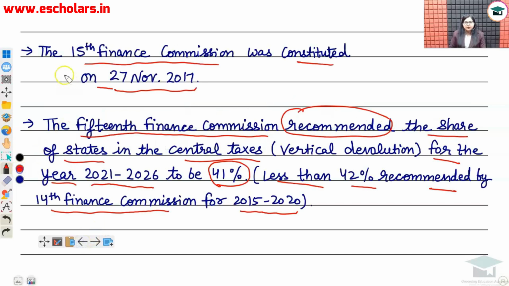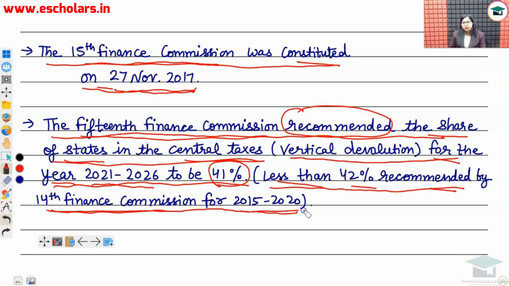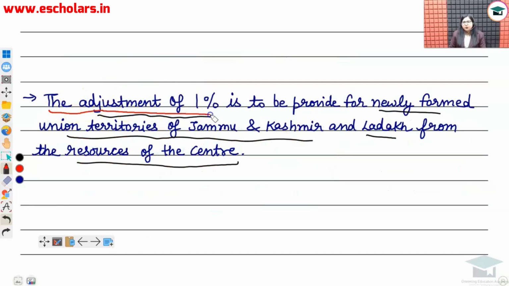So let's have a look. The 15th Finance Commission was constituted on 27th November 2017. The 15th Finance Commission recommended the share of states in the central taxes, that is vertical devolution, for the year 2021 to 2026 to be 41%. That is less than 42% recommended by the 14th Finance Commission for 2015 to 2020. The adjustment of 1% is to be provided for the newly formed union territories of Jammu and Kashmir and Ladakh from the resources of the center.